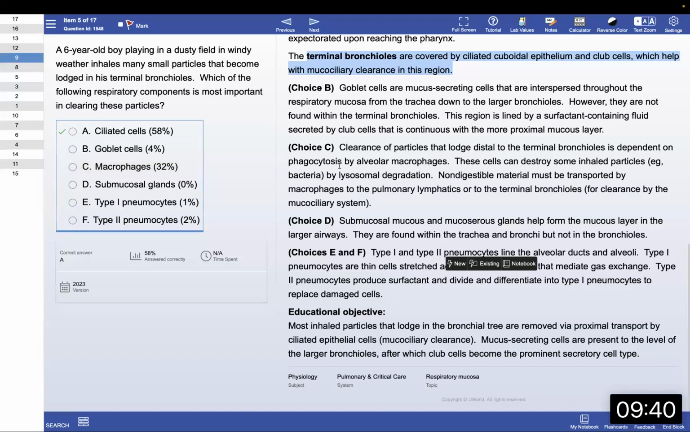Particles that lodge distal to the terminal bronchioles depend on phagocytosis by alveolar macrophages. They can destroy inhaled particles like bacteria by lysosomal degradation. Non-digestible material must be transported by macrophages to the pulmonary lymphatics or to the terminal bronchioles for clearance by the mucociliary system. So distal to the terminal bronchioles, that's the cutoff. Up to the terminal bronchioles, it's the ciliated cells.